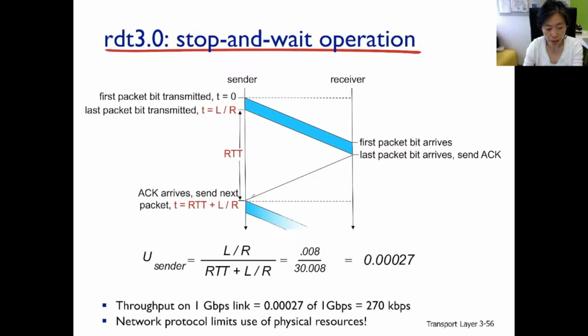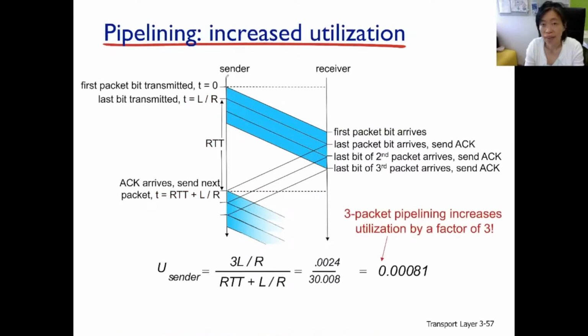And that low utilization can be translated here. The throughput on the 1 gigabit link is only 270 kilobits per second. This is not even enough to send any video that would be sensible. So you see here, RDT 3.0, the design itself, although it works, limits the use of the physical resources. We're only sending one packet and then stop and wait until we can send another one. Now that I show this plot, obviously, to increase the utilization, we need to send multiple packets per round.